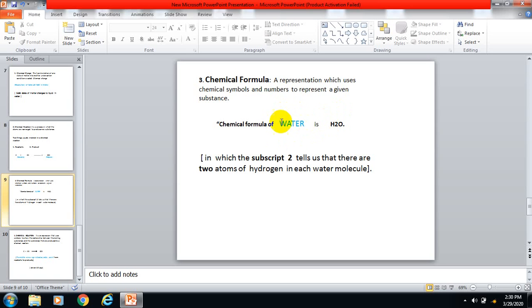It is a representation. Water is considered to be H2O. It is a chemical symbol for this substance, H2O, with the number, the subscript 2.